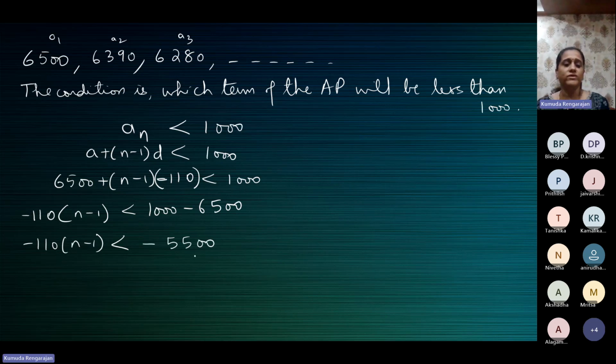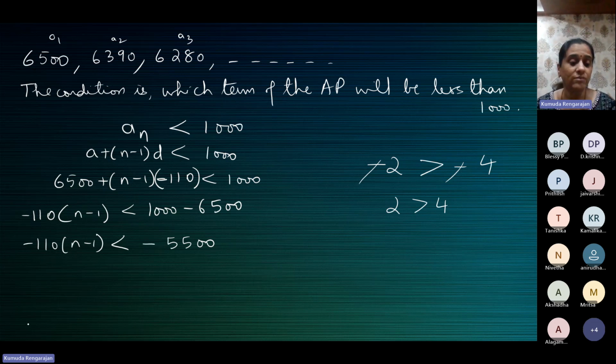Now, we know when we work with inequalities, when you cancel the minus sign on both the sides, the inequality will be reversed. For example, we know that minus 2 is greater than minus 4. Now, when you cancel the minus sign on both the sides, 2 greater than 4 is false. So when you cancel the minus on both the sides, the inequality is reversed, meaning it's now 2 less than 4. This is true.